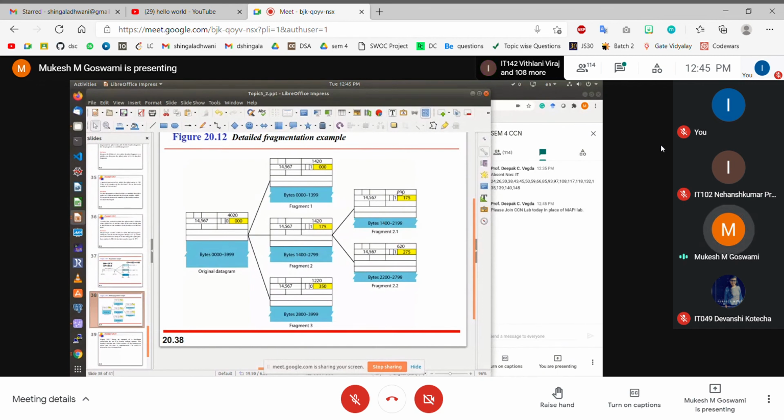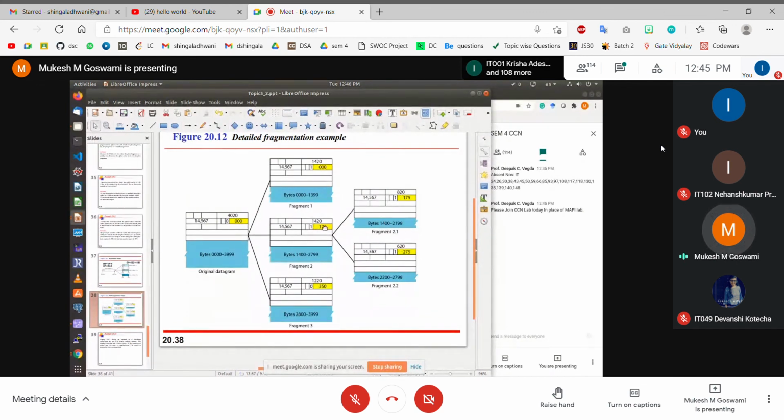So 820 with header, and 620 with header. Again, they were part of the original packet 14567. So therefore the identification number remains the same, 14567. These are the fragments of the original one. Right? This is obviously not the first fragment, so therefore more fragment bit is 1. It is 1 here.